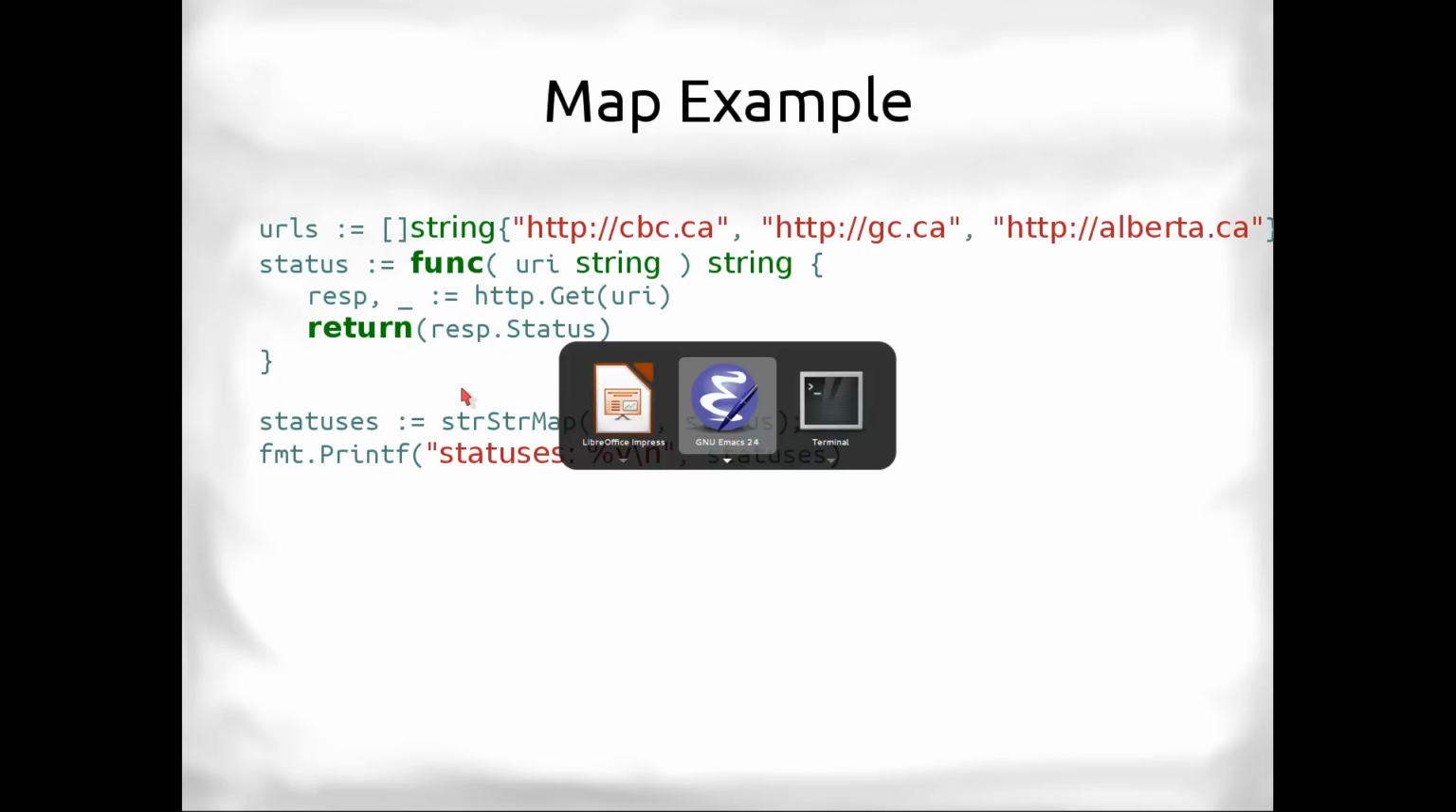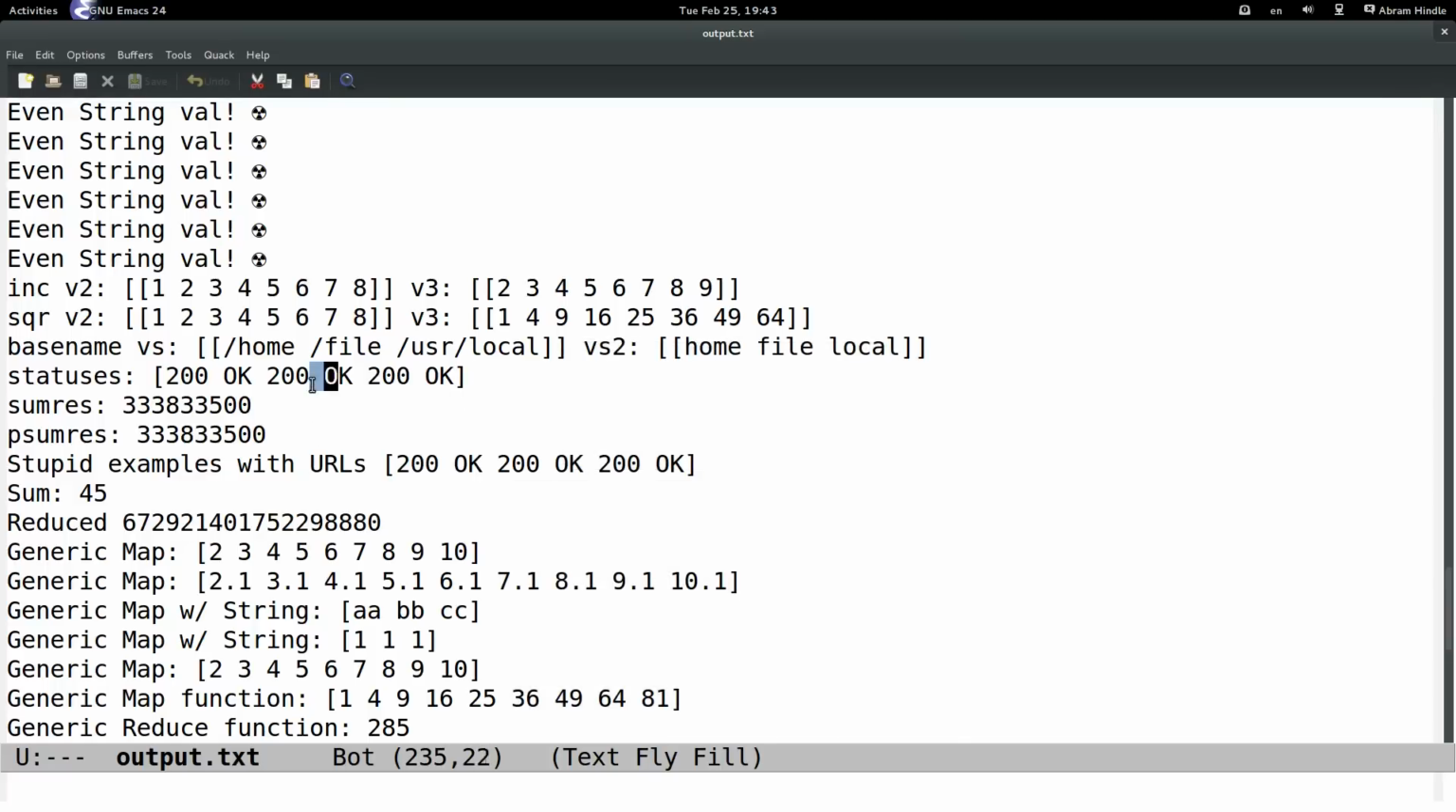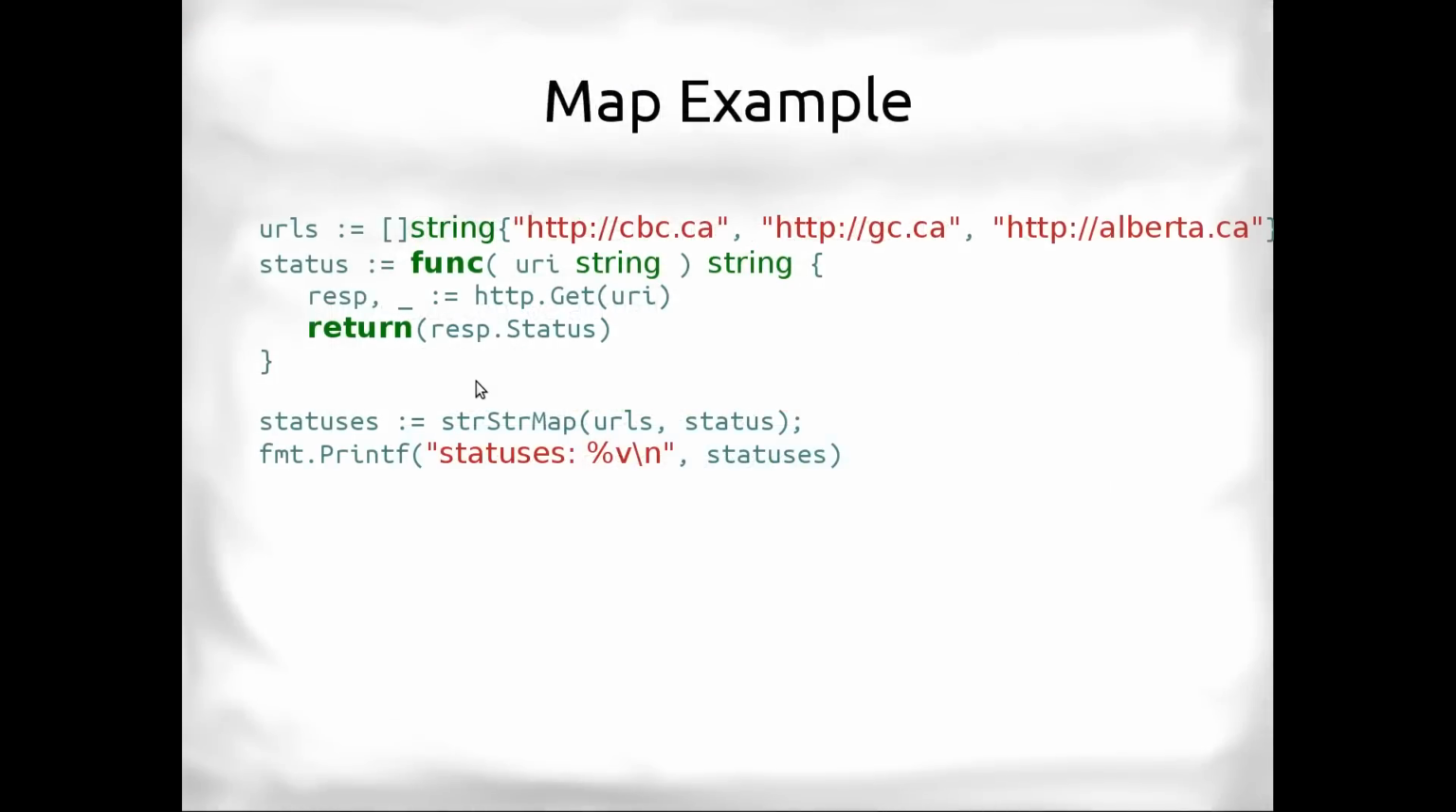The output of that looks like 200 OK right there. Okay, so think about that. We don't need to do these in order. And why do we have to wait for cbc.ca to get gc.ca? Wouldn't it be great if we could do them at the same time?